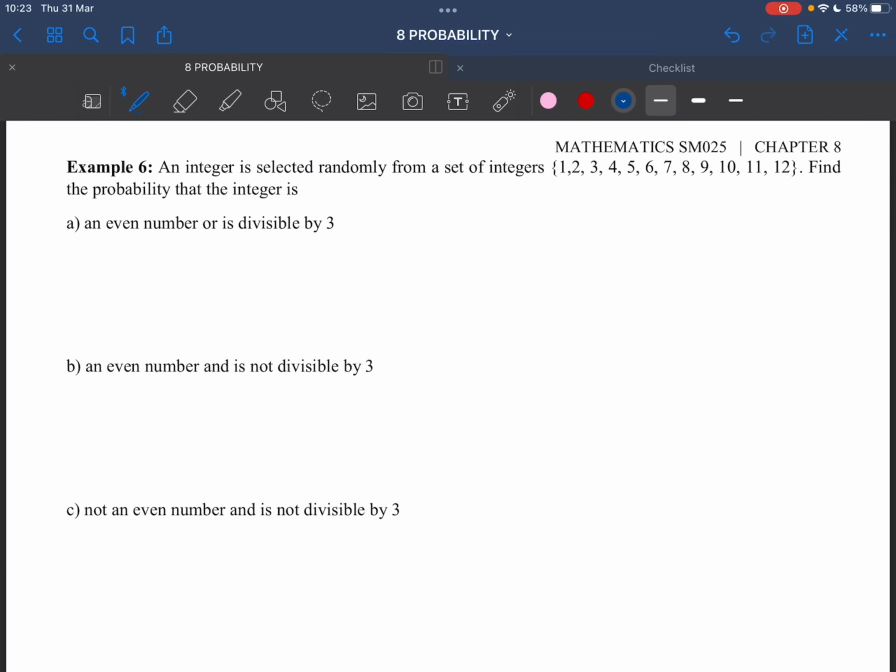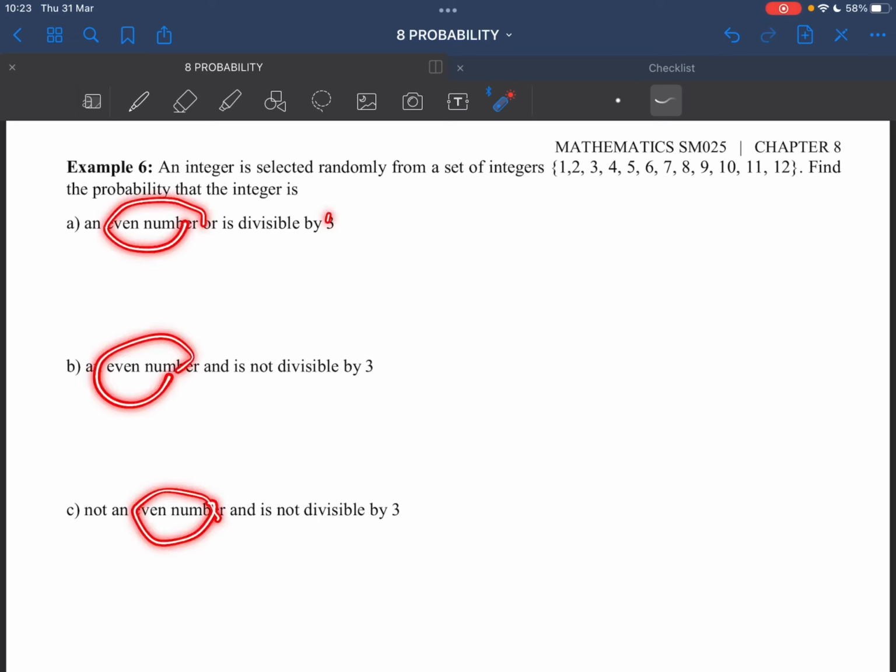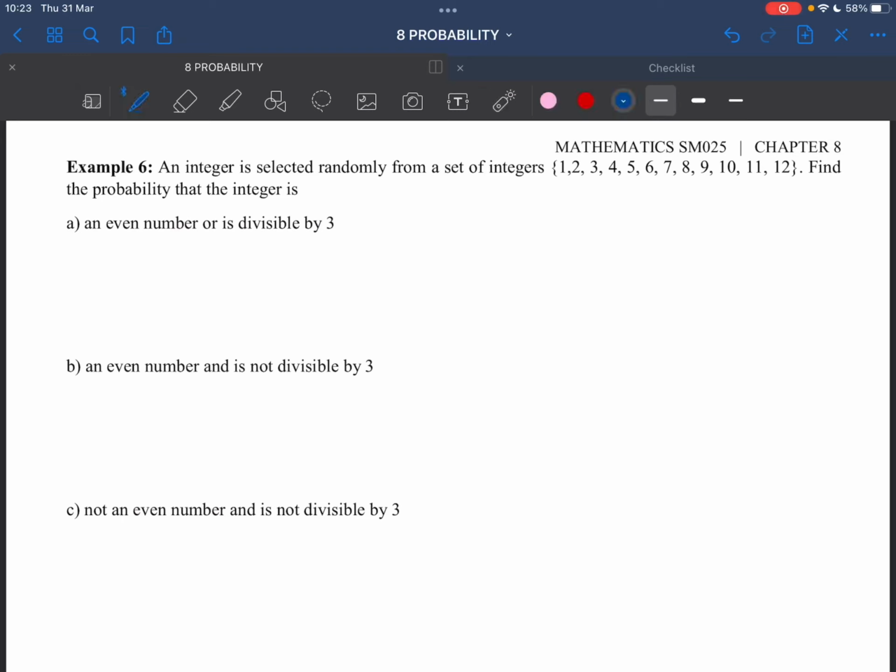Okay, now we have the events. An integer is selected randomly from the set of integers 1 until 12. Find the probability that the integer is, so as you can see from here, all of the questions have even number, divisible by 3. So those are the two events that we have. So let's take out from the outcomes the two events that we have here.